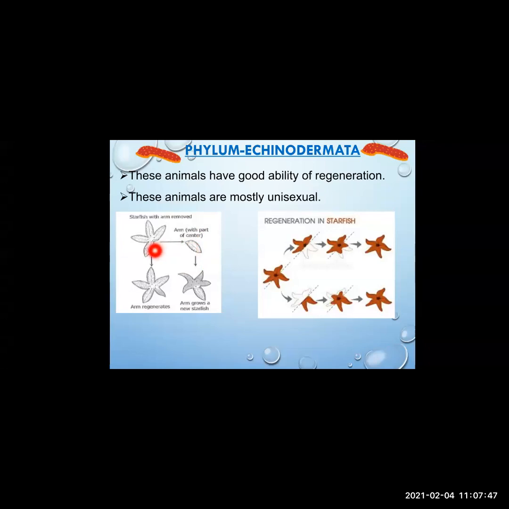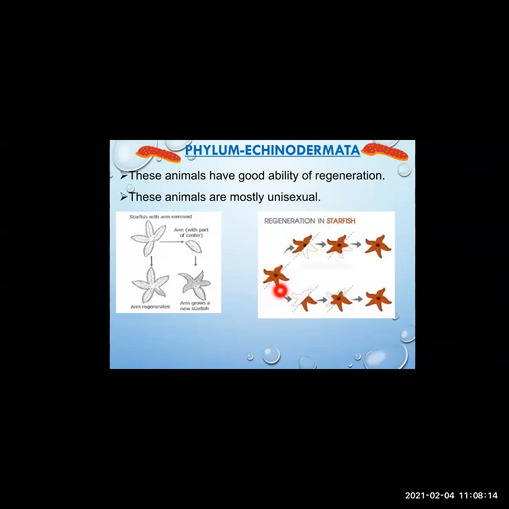So what happens? This remaining body will grow back the lost arm, whereas this lost arm will grow back the remaining arms. That means what? Both will become a new individual. So it has a good ability of regeneration.